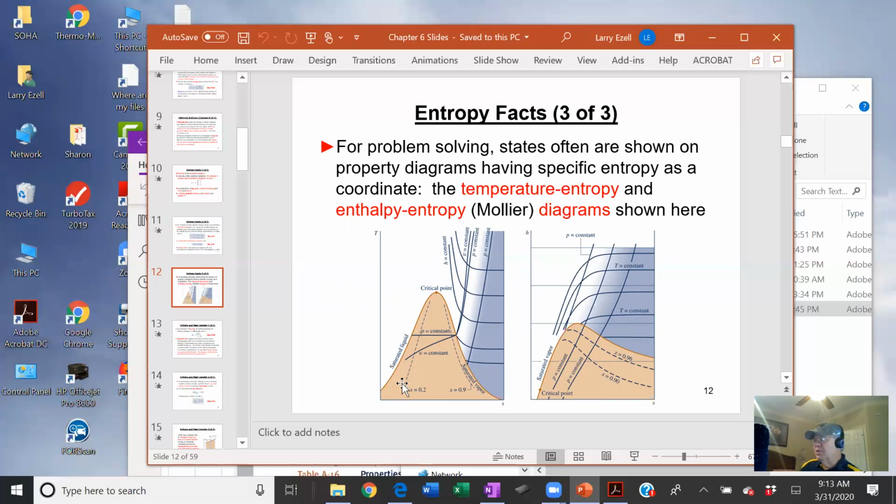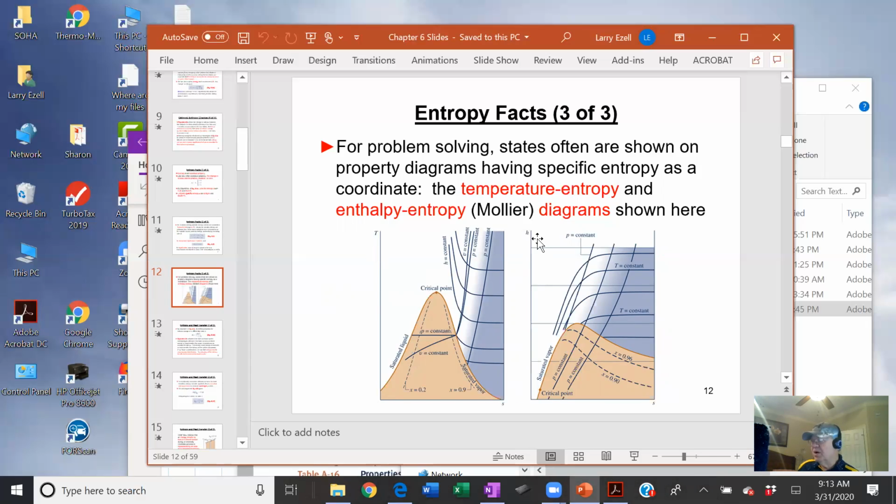Okay, and now we got two pretty robust looking diagrams here. This is the temperature entropy diagram. You can see the lines of constant pressure go exactly like they did on the temperature specific volume diagram. You've just replaced specific volume with specific entropy.